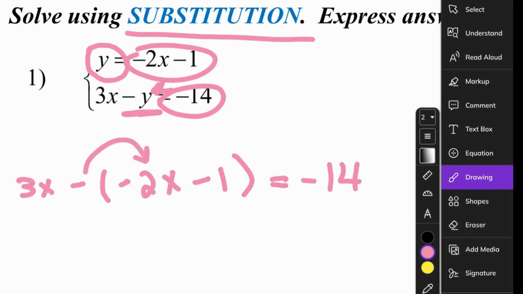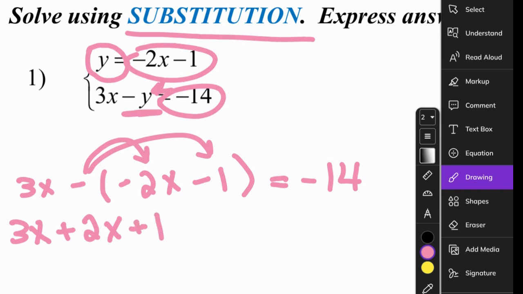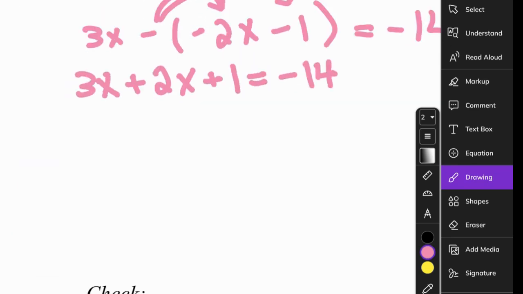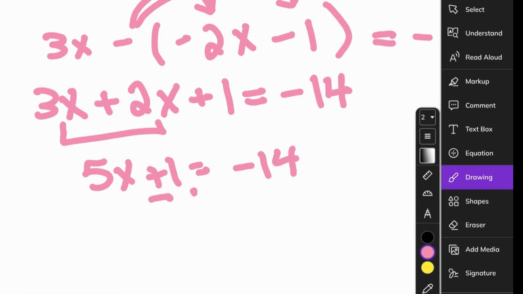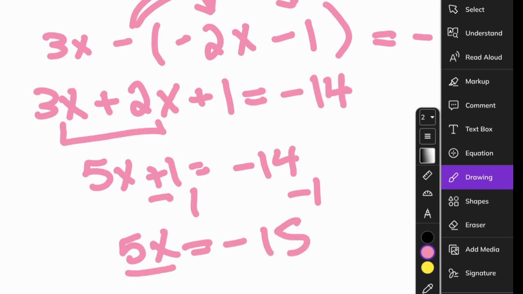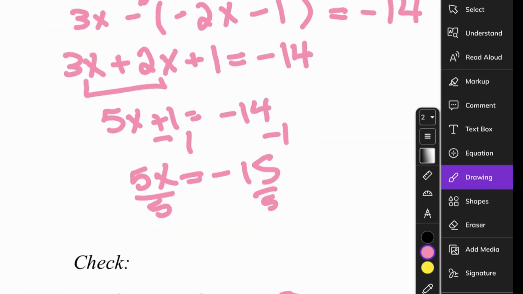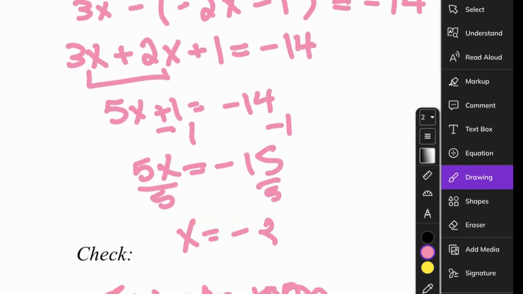We start by distributing this negative sign, so we have 3x, and then two negatives make a positive, so plus 2x. And again we have two negatives make a positive, plus 1 equals negative 14. And now we simplify like terms, so we have these two, which makes 5x plus 1 equals negative 14. We subtract 1 on both sides, so we have 5x equals negative 15, and then divide by 5 on both sides to get x equals negative 3.